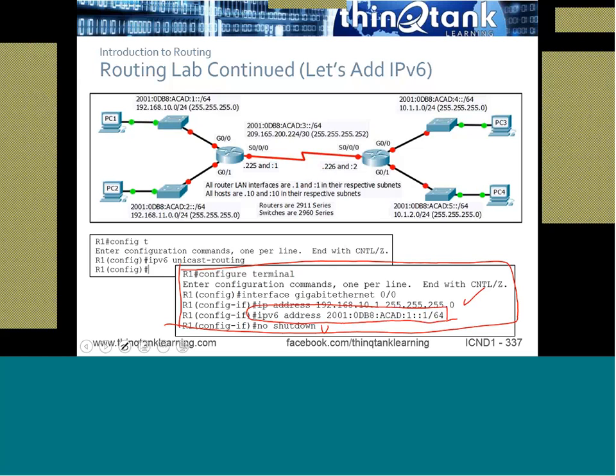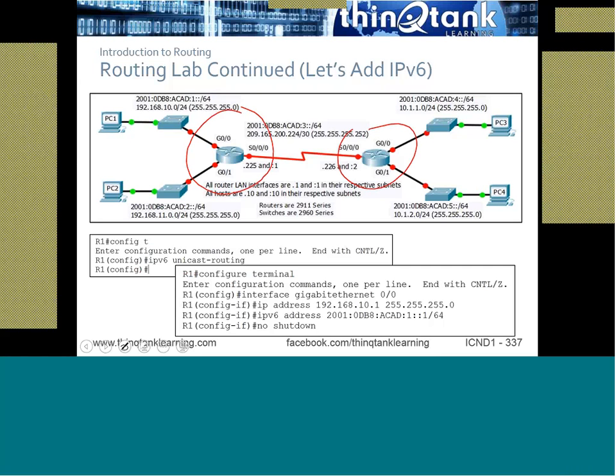Also notice that you have to enable IPv6 on the router itself. We do that by using the ipv6 unicast-routing command in global configuration mode. So both routers will need this command. How many interfaces am I going to be configuring on the router on the left? How many interfaces? 3. And how many interfaces on the right? 3. Okay.